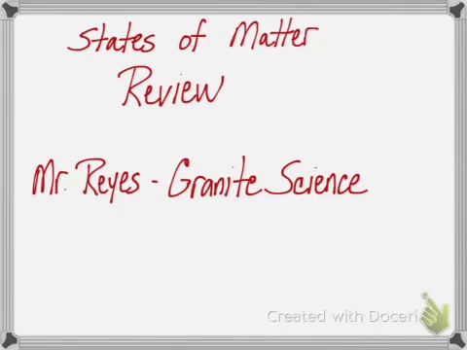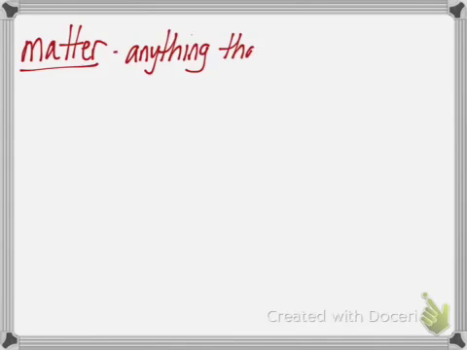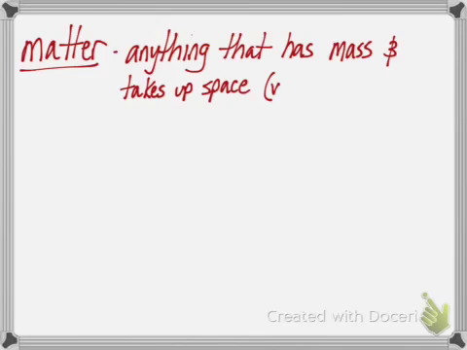Okay, today we're going to review the states of matter, and this is for Mr. Reyes' 7th grade science class. And the first thing we talked about in class, and this is on your states of matter review sheet, assignment number 6, is that we define matter as anything that has mass and takes up space, which means it has volume.